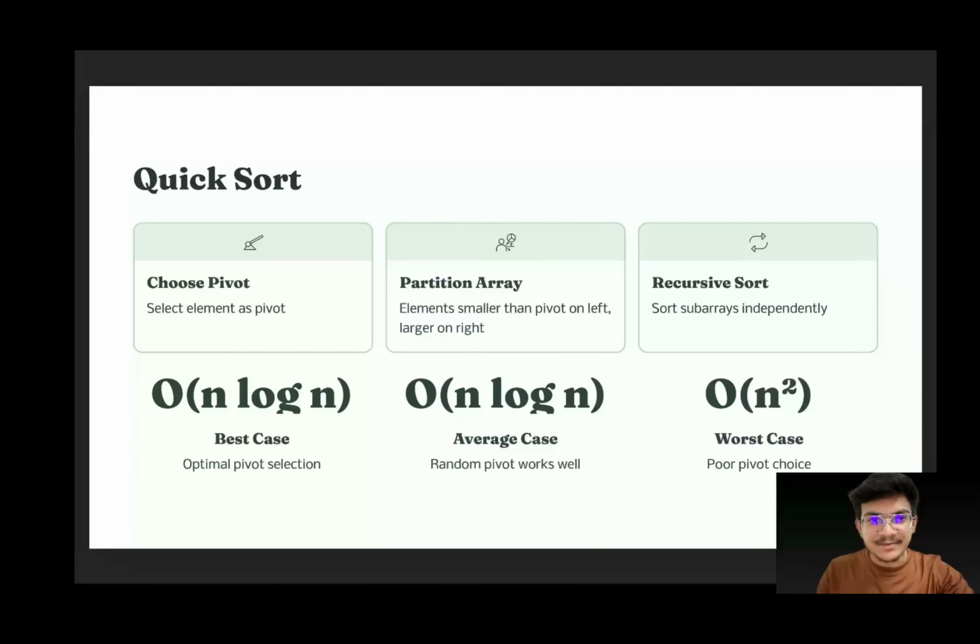There is another example of a divide and conquer algorithm, which is quicksort. First we choose a pivot element. Then we partition the array into two parts. First one is elements smaller than the pivot and the other is elements larger than the pivot. Then we recursively sort both parts. The best case time complexity is O(n log n), the average case is O(n log n), and the worst case is O(n^2), where the pivot selected is poor.